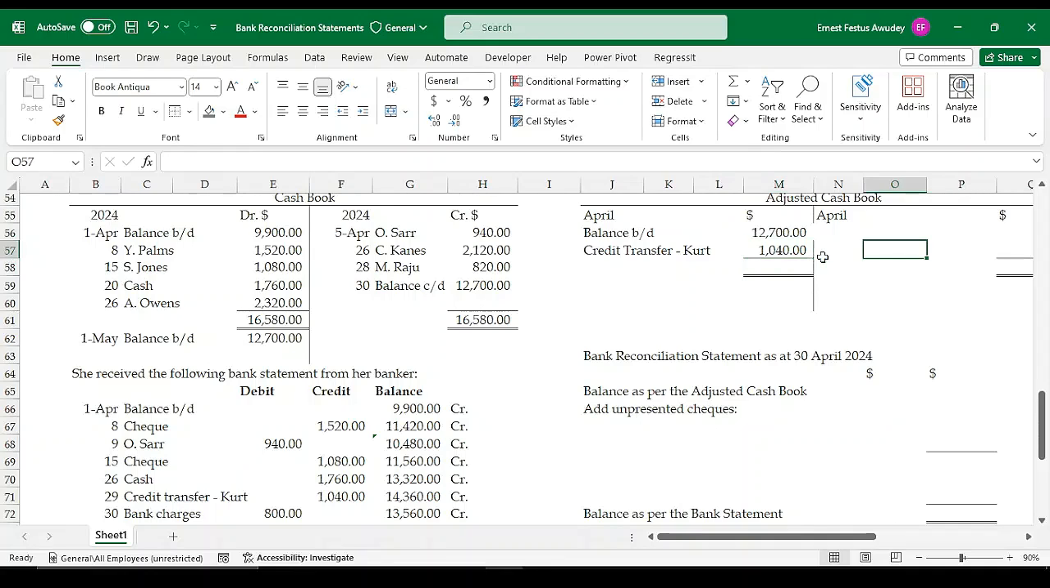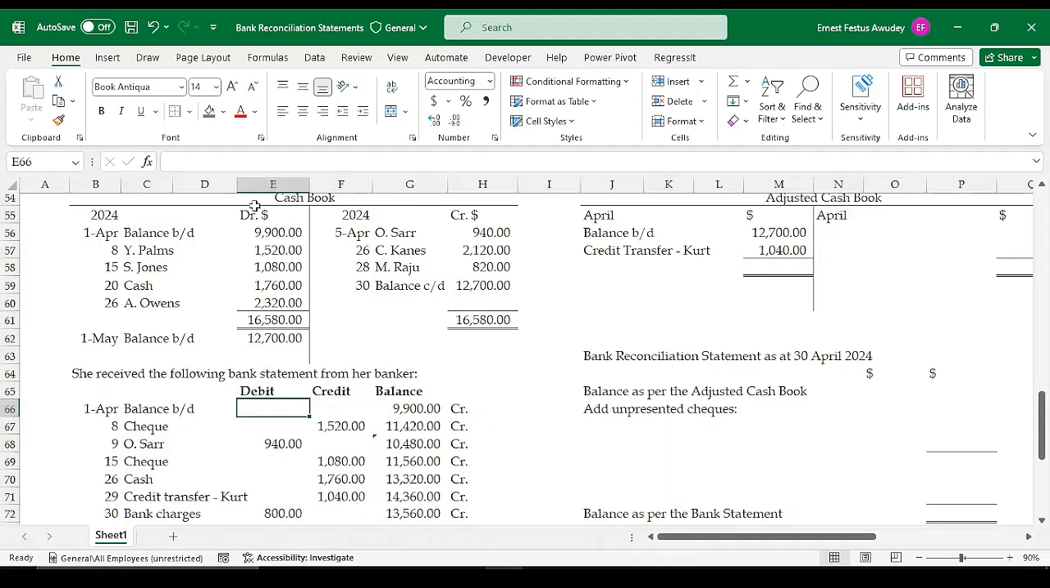So let me insert my border that has been cleaned there. Okay, so that is what we have. I just brought the balance and then the credit transfer which has been missing. As I said, that is what has been missing on our cash book, so we have brought it as 1040. That's fine. So I think that is all for the credit transactions here.